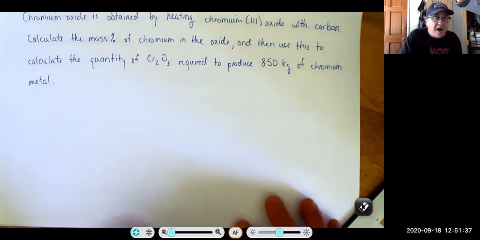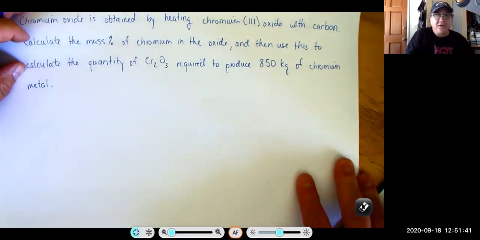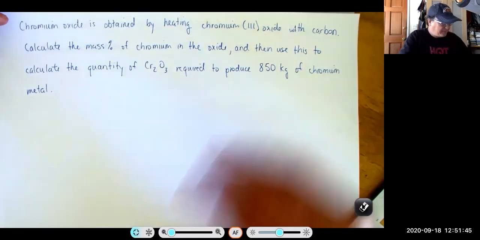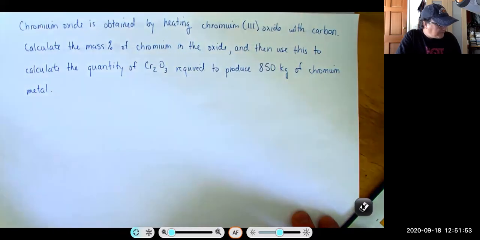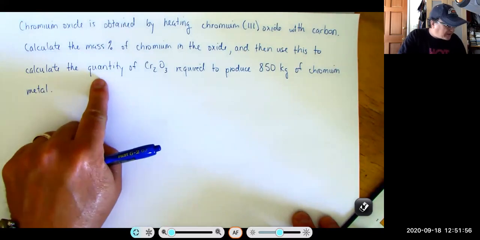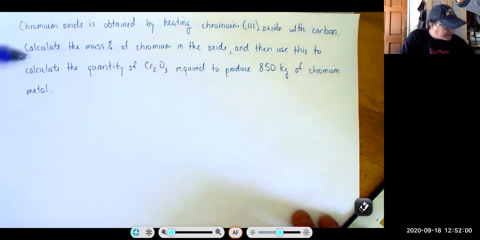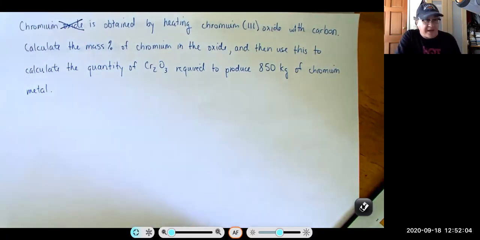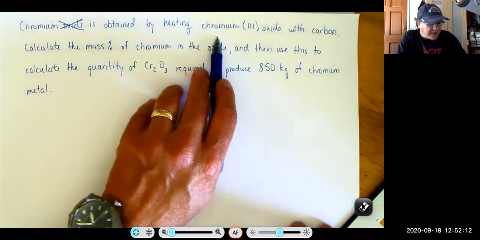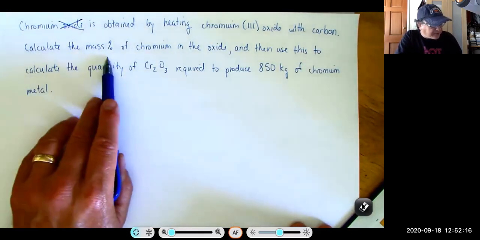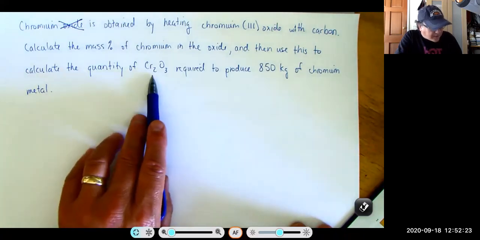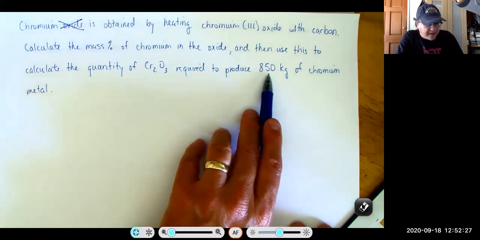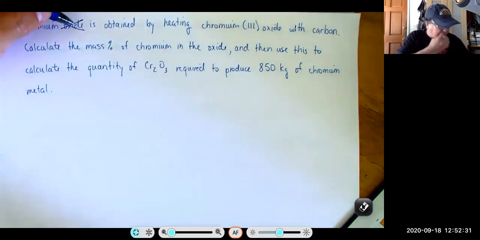Okay. Chromium oxide is obtained by heating chromium 3 oxide with carbon. Calculate the mass percent chromium in the oxide. So I imagine they mean that. And then use this to calculate the quantity. I think this is supposed to say chromium. And I may have written the problem there. Chromium is obtained by heating chromium 3 oxide with carbon. Calculate the mass percent of chromium in the oxide. Then use this to calculate the quantity of chromium 3 oxide required to produce 850 kilograms of chromium metal. So we're going to assume that they're saying that chromium is obtained.